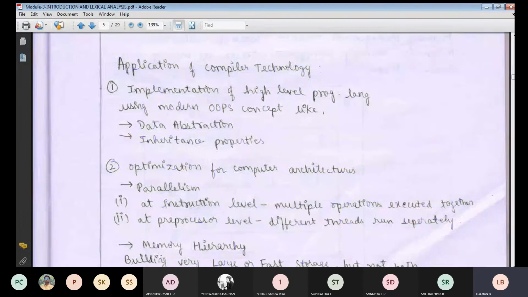We have also discussed compiler construction tools, so that you will get tools like parser generator and scanner generator, syntax directed translation engine, code generator, data flow analysis, and compiler construction toolkit. So in today's class, we will continue with the applications of compilers.